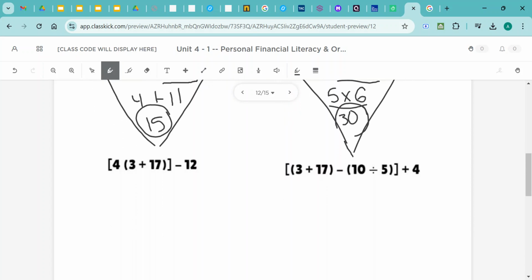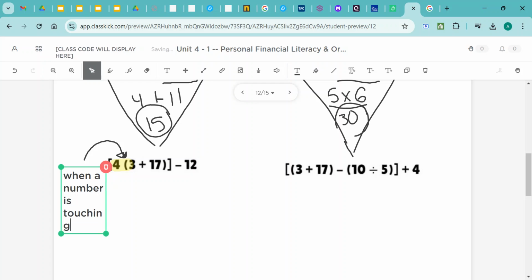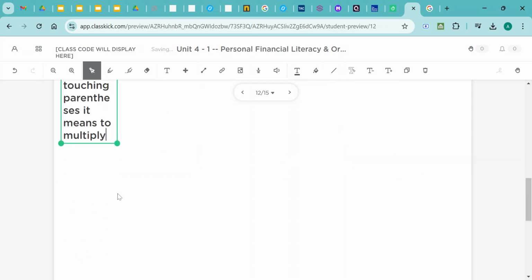All right, next one we have 4. Let's see if y'all remember. What does it mean when a number is pressed up against parentheses? What does that mean? I'm going to make a quick note here just in case we forgot. When a number is touching parentheses, it means to multiply. Very good if you said multiply. Cool.